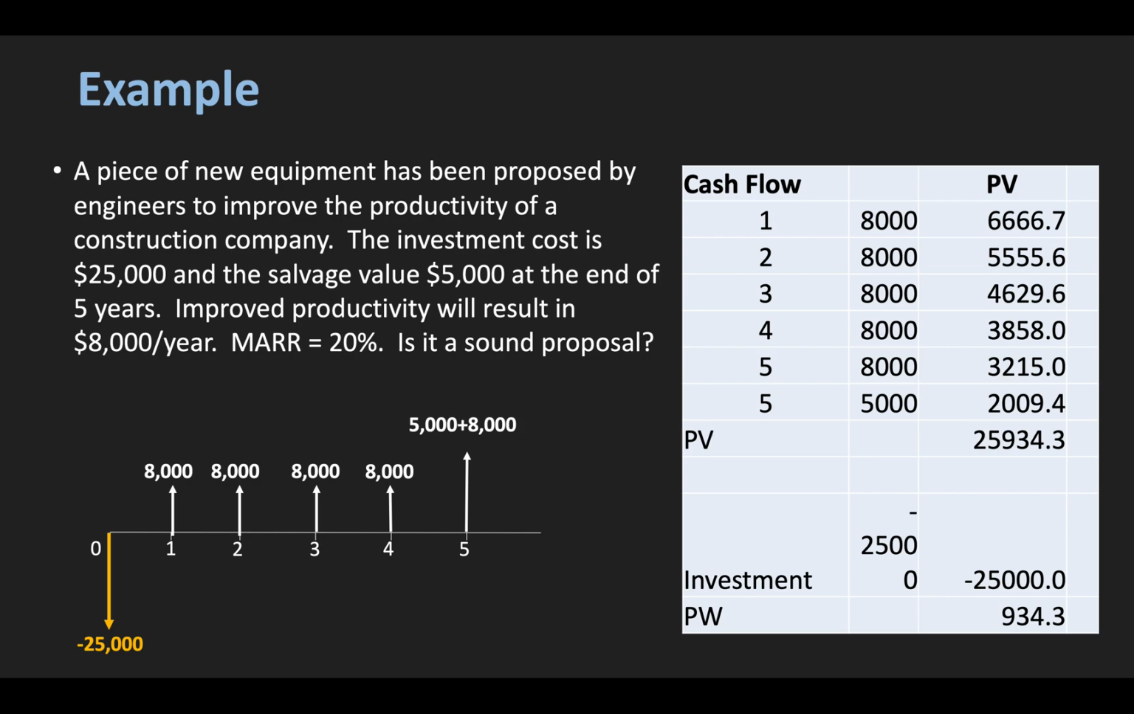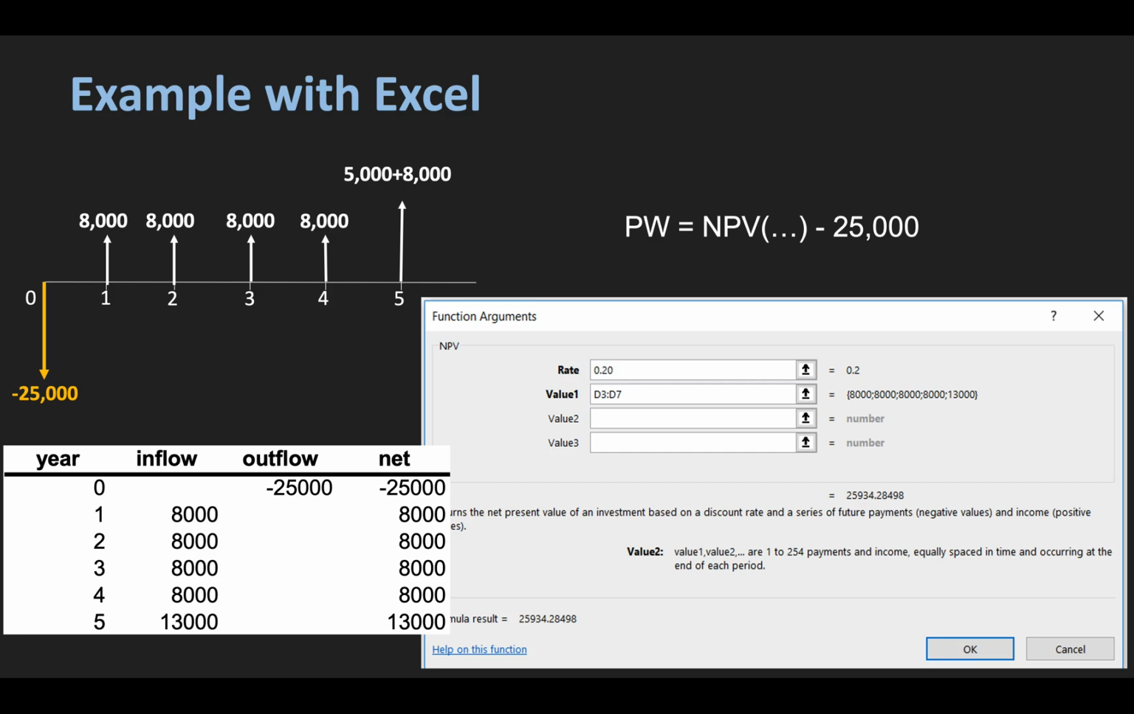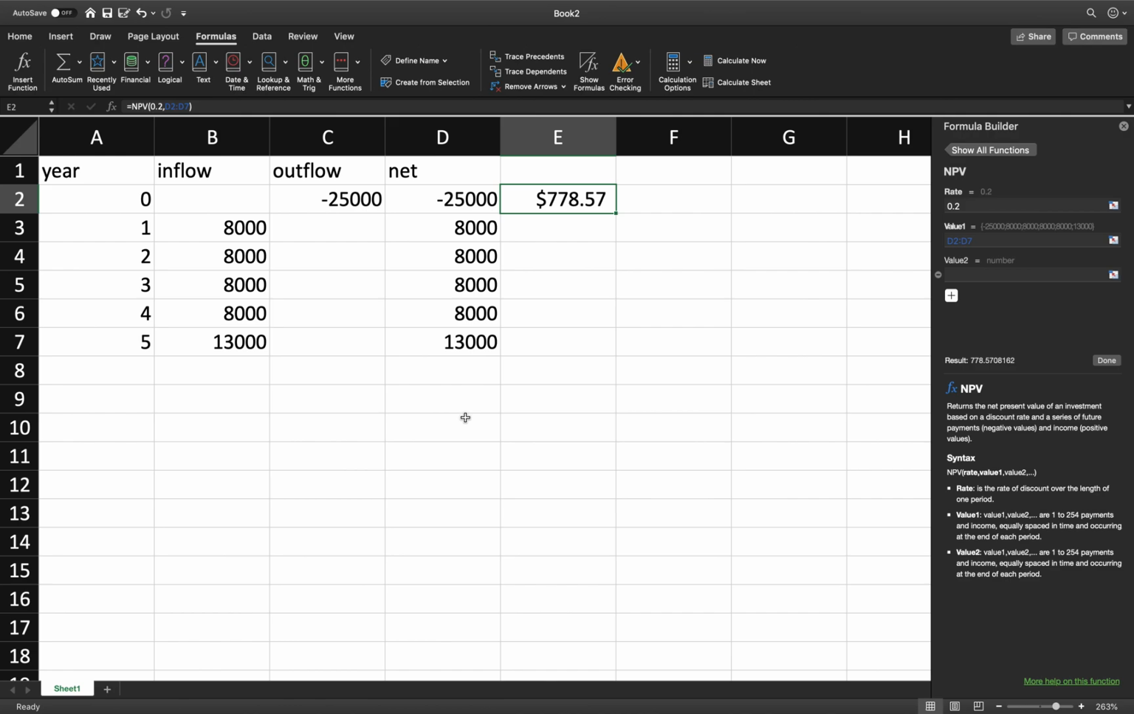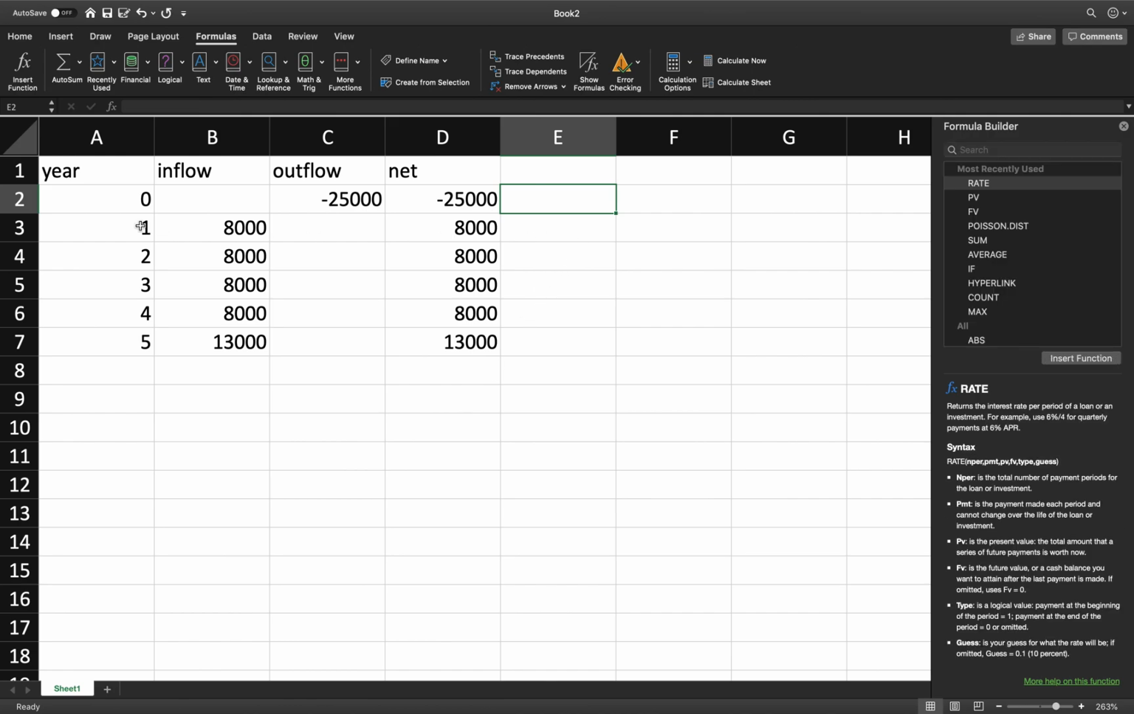Obviously, we can also do this with Excel. And for Excel, we didn't talk about net present value last time, but what you can do is use a function. So first you want to convert your cash flow into this format in Excel. So what you have is basically something like this, right?